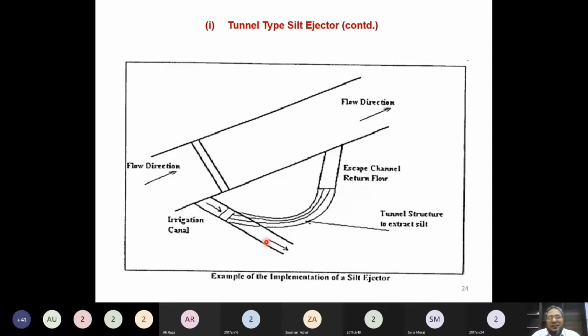Or if it is 80 cusecs, it is flowing here, then how much we will allow here to enter? 100 cusecs. So out of 100 cusecs, 20 cusecs is diverted through the silt ejector back to the river on downstream of the barrage. The rest 80% water moves in the canal. So it means here the water which should enter from the head regulator of the main canal should be 20% more than the canal capacity.